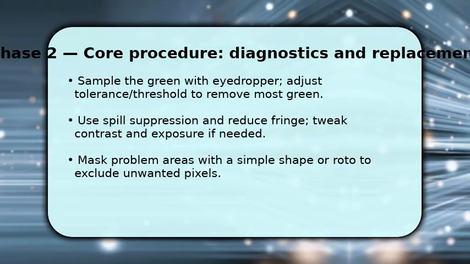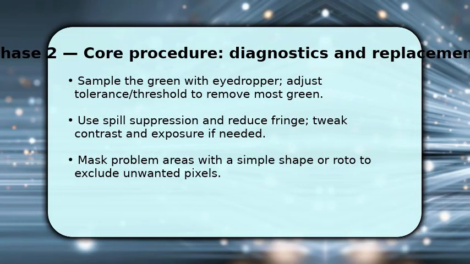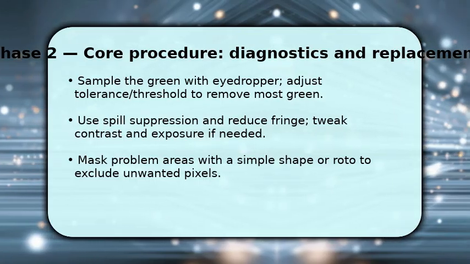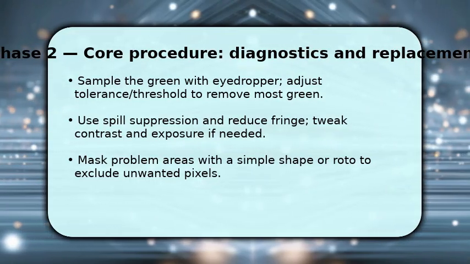If parts still flicker or disappear, add a mask or do a quick roto to protect edges. This combination controls artifacts and keeps the subject crisp versus washed out.